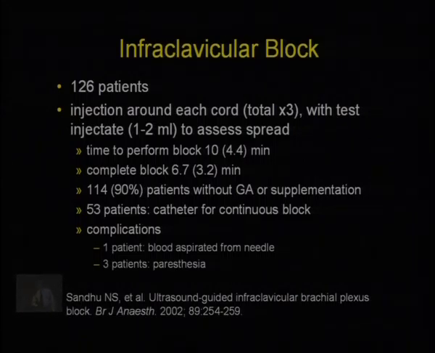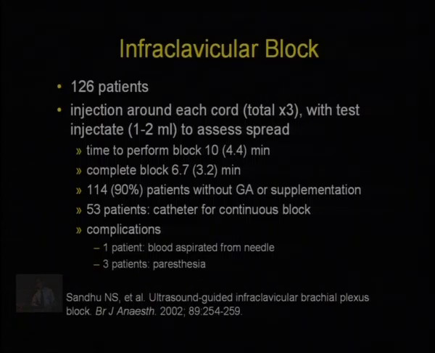Following that, there was a bigger study published more recently. In this series, they studied 126 patients. They modified the technique slightly because of the improvement in technology; they were able to identify all 3 cords of the brachial plexus at the infraclavicular fossa. So they injected around each cord, and they did a total of 3 injections.